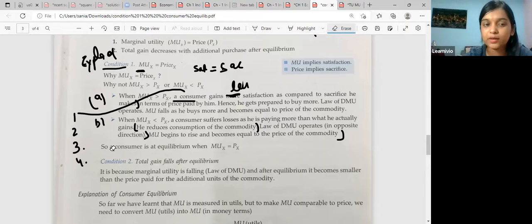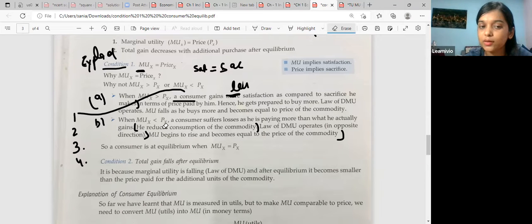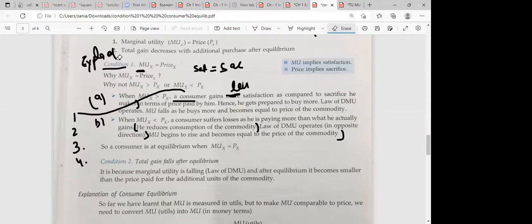Same way, but you have to change some terms. Instead of more, you will get less satisfaction. Instead of increased consumption, you will write reduced consumption. Other will be same. And MU begins to rise; here it was MU falls, but here MU begins to rise. That is the first sentence, and the second one is he reduces this one. Third one is law of DMU, and fourth one is MU begins to rise.